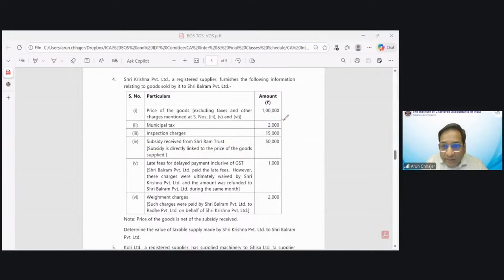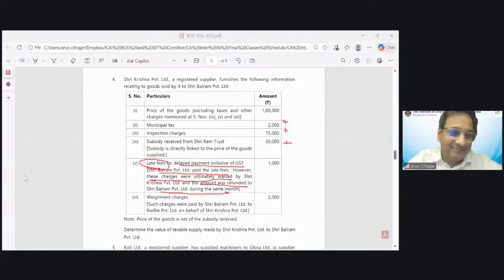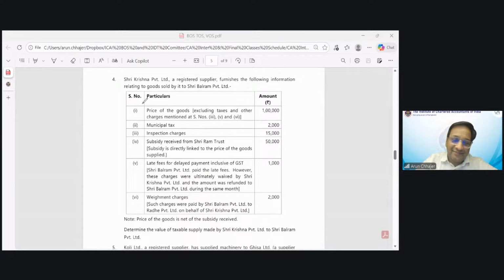Okay. Now this has come and this has come. Now what do you say? Late fees for the delayed payment inclusive of GST. Sri Balram paid the late fees. However, these charges were ultimately waived and the amount was refunded to Balram during the same month. Oh my God. Will you add or will you not add? Add, less, or nothing to do.